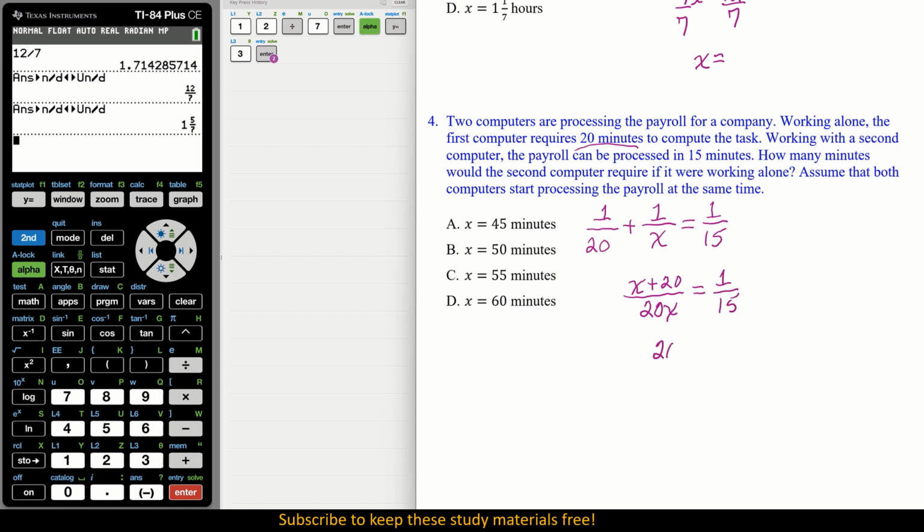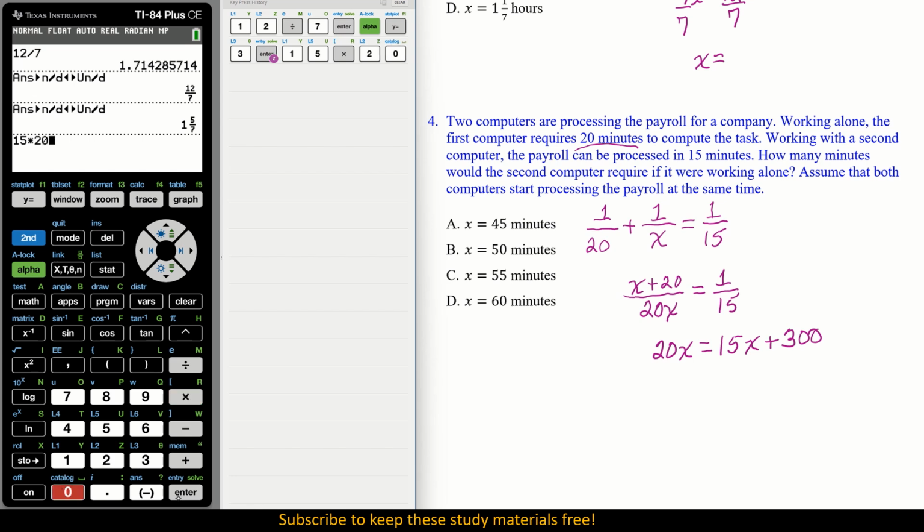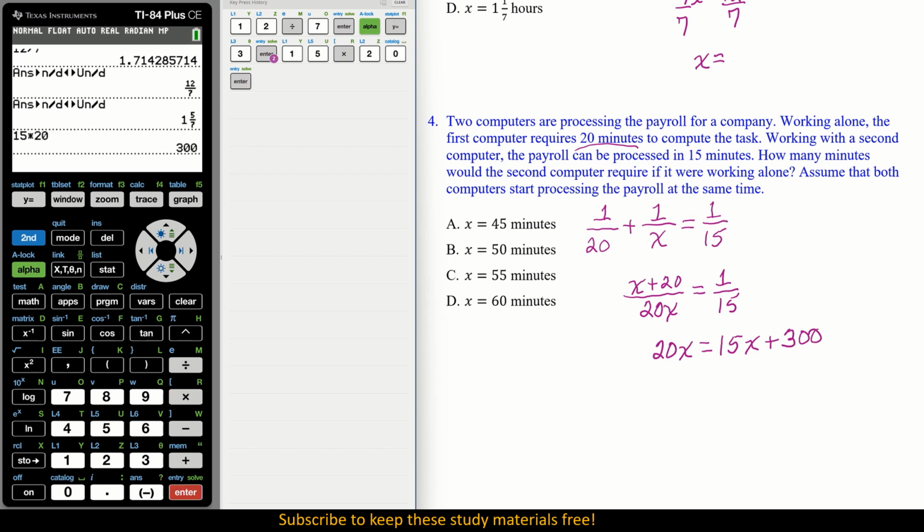This means 20x equals 15x plus, and my math should be right, 300. Let's go double check that. Like I've said so many times, when you're taking a test, you get tired. So yes, we can do a lot in our heads, but always double check it. Yes, 300. Okay, you could work this out. It's not a hard one.